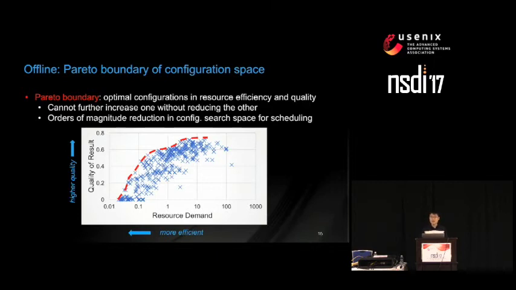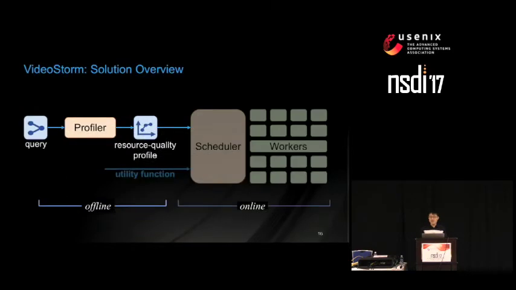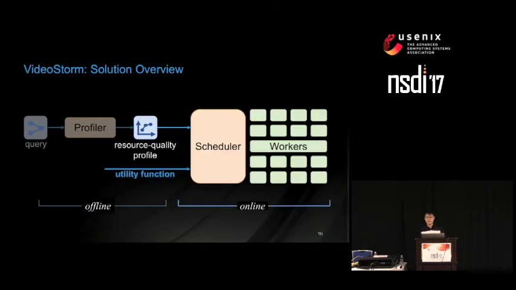This reduces the number of configurations that need to be considered by an online scheduler from thousands to only a few. This effectively solved our first challenge by measuring the resource and quality impact of different configurations and then providing only a few configurations for best resource quality trade-offs. So after the offline profiling phase, we get a resource quality profile. And then let's look at the online scheduling part.